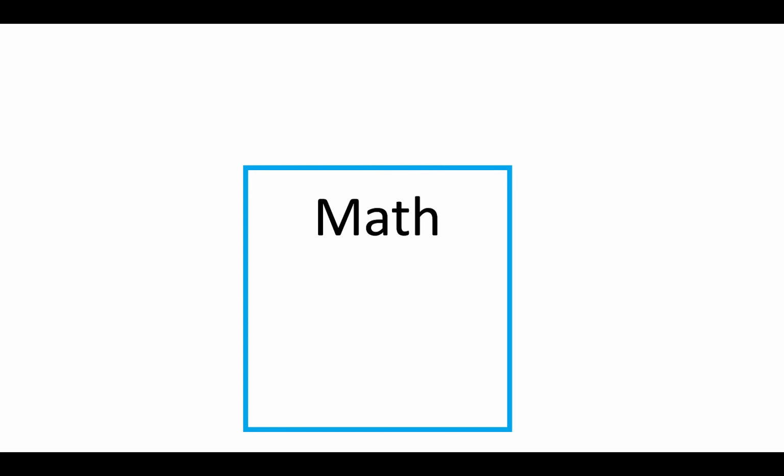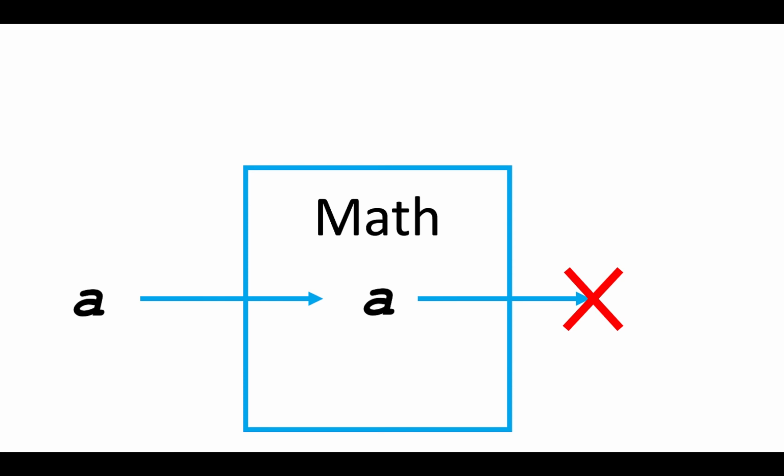The first is that if you take a value, let's say A, and you put A into the math, you can't extract it out of the math. The math makes it impossible for you to figure out what the original value was. The other thing you need to know about the math is that it doesn't matter what order something goes into the math.